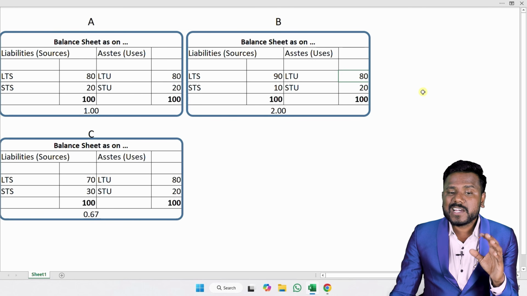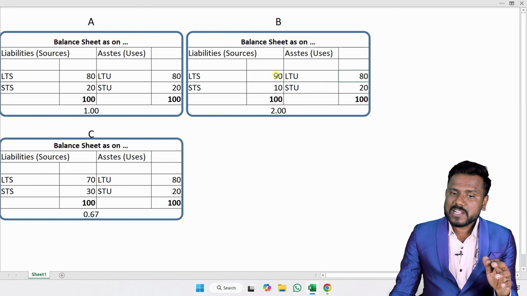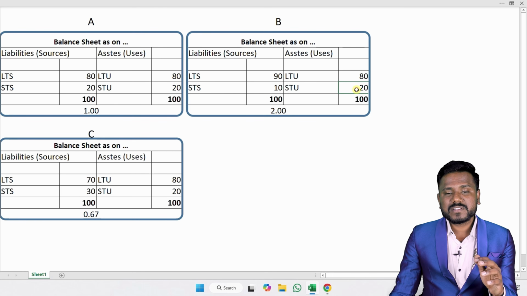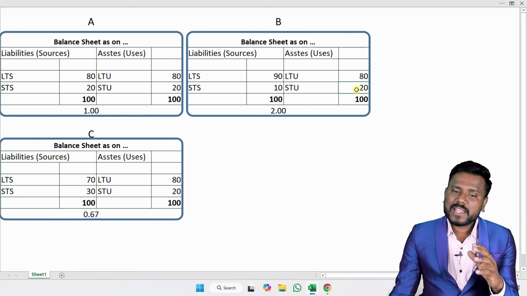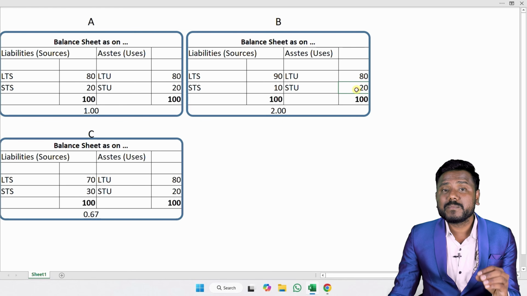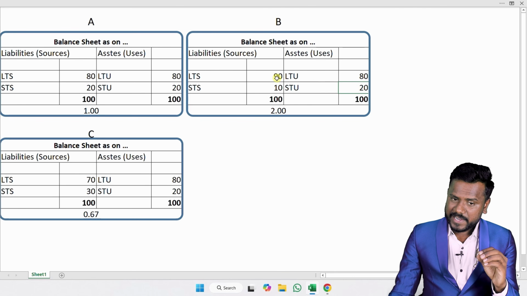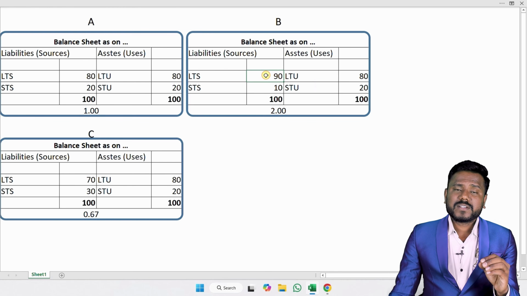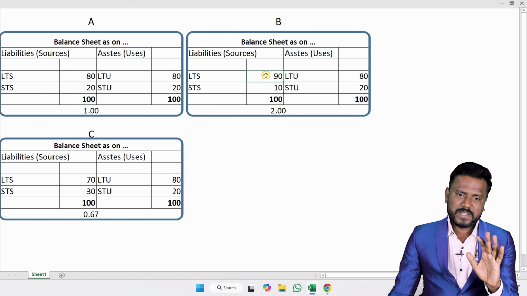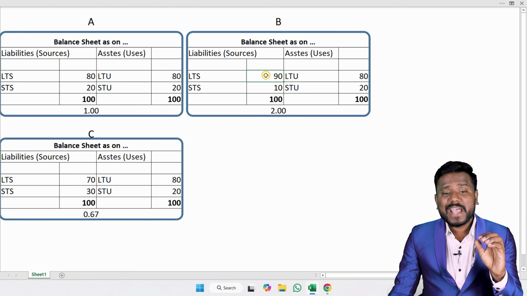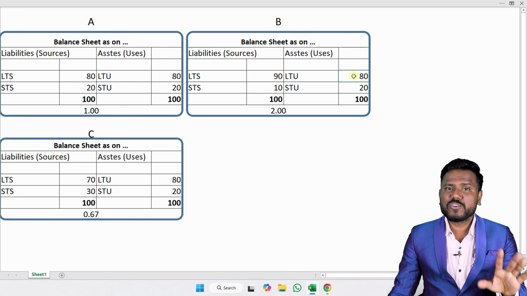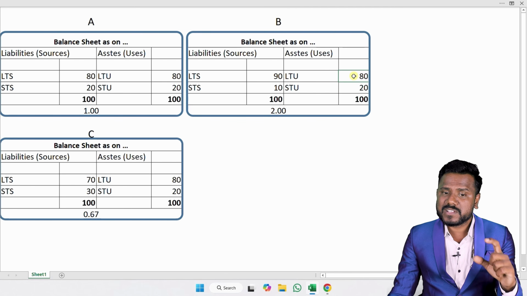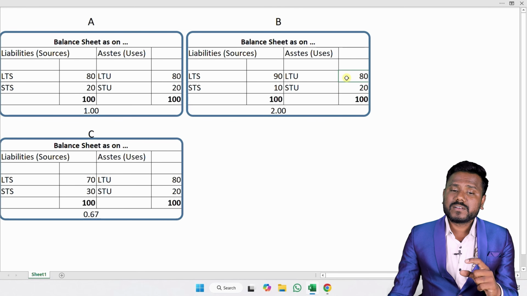Still they have a surplus. That surplus is now put into short-term uses. So they have good working capital, they have good cash, so they can do more with that available cash. Once again, let me confirm. They borrowed long-term sources of 90 rupees to acquire long-term uses. But out of 90 rupees, they managed to acquire all the long-term uses within 80 rupees. So still they have a surplus of 10 rupees in long-term sources.